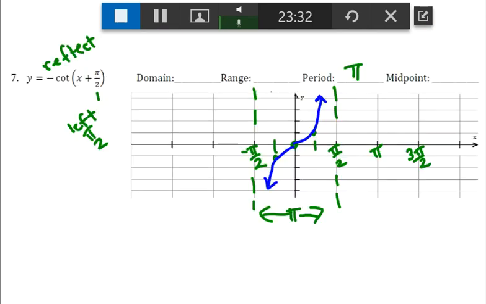One more. Okay. Next one's for you. Oh, we didn't finish this one. Domain and range. Okay. All right, finish that one up, and then you guys try the next one.